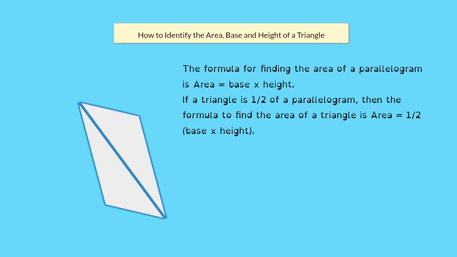Now, in the video how to find the area of a parallelogram, we learned that the formula for finding the area of a parallelogram is area equals base times height. So if a triangle is 1/2 of a parallelogram, then the formula to find the area of a triangle is area equals 1/2 base times height. Again, the area of a triangle is half of the area of a parallelogram, so we only need half of this.